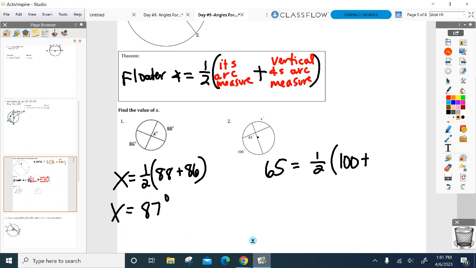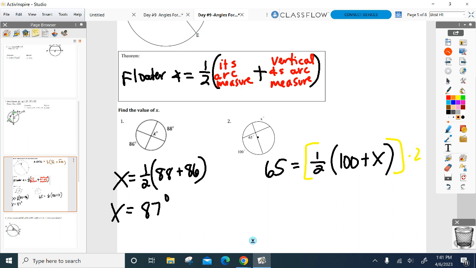What's the vertical angles arc that belongs to 65? X. Yes. All right, now quick talk on how to solve this algebraically. Many of you could just distribute the 1/2. Yes. That's not how I roll, though. I'm not a big fan of 1/2 X and trying to deal with that.